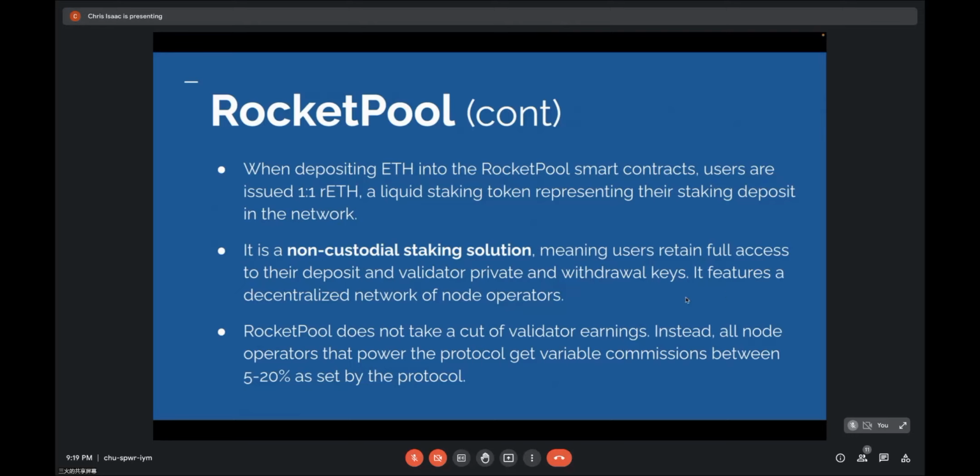It features a decentralized network of node operators, and in this case Rocket Pool itself doesn't take a cut of validator earnings. But the node operators that are keeping the infrastructure up and running the software and protocol get a commission of somewhere between 5 and 20%. The protocol sets it, probably based on their performance or something like that.